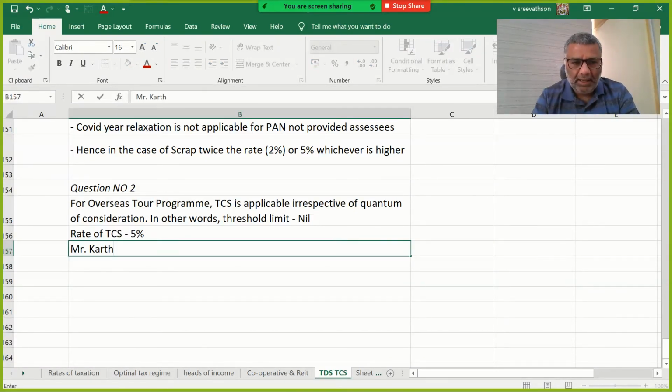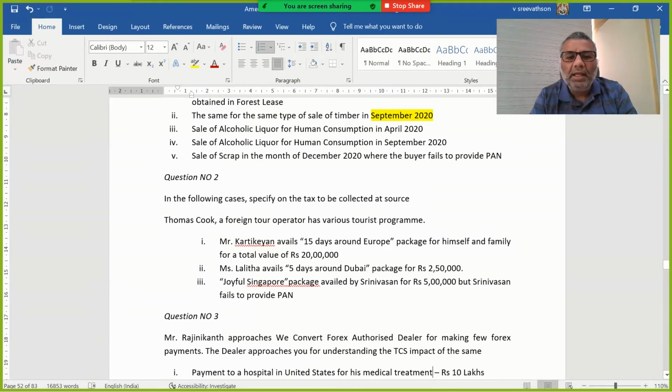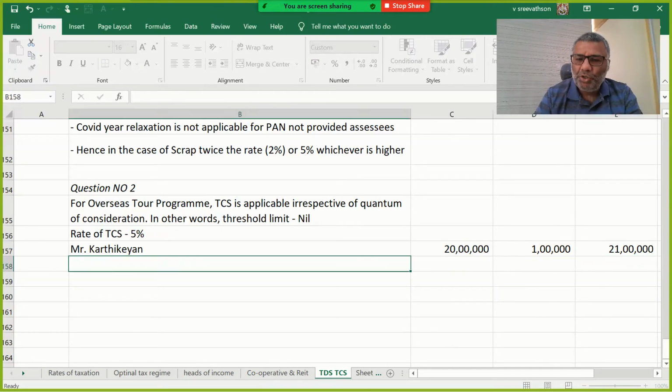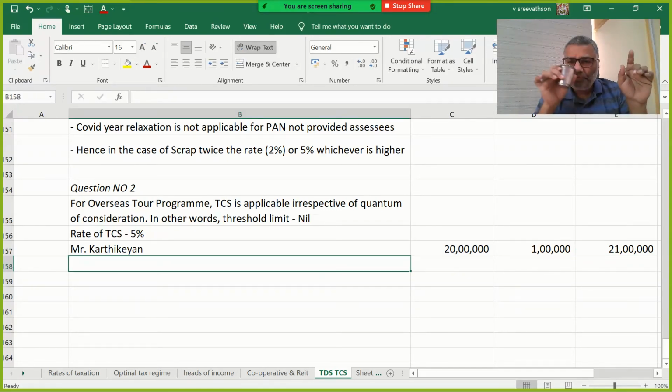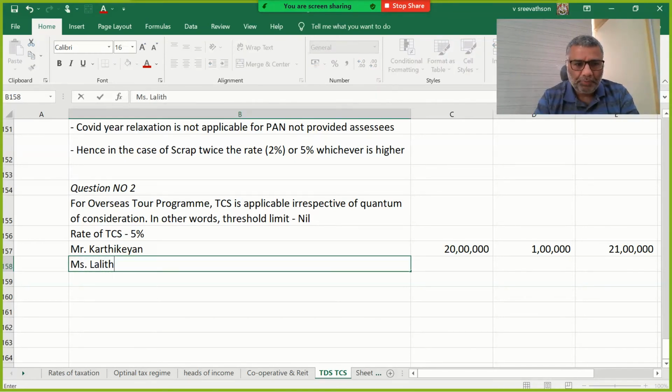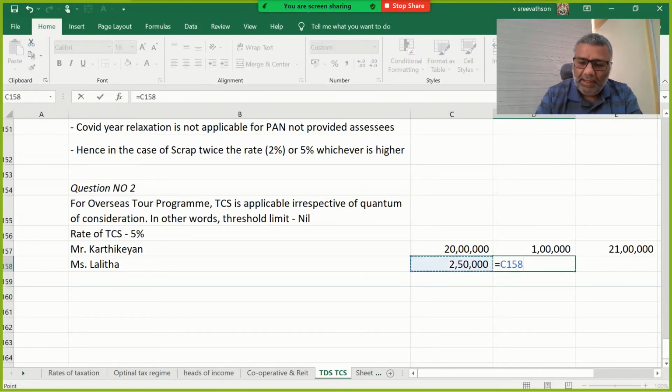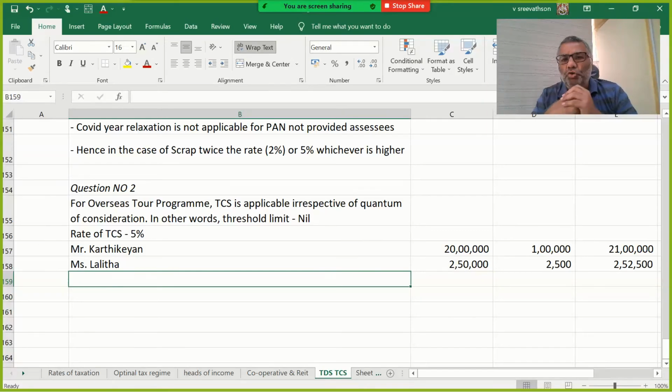Mr. Karthikeyan, 20 lakhs is the value. TCS will be 5%, so totally they will collect from him 21 lakhs. The tour operator Thomas Cook will collect 21 lakhs. Our friend Lalita, going to Dubai, 2,50,000 into 1%. So they will collect 2,52,500 from her.